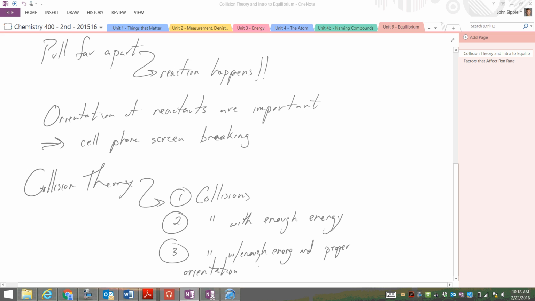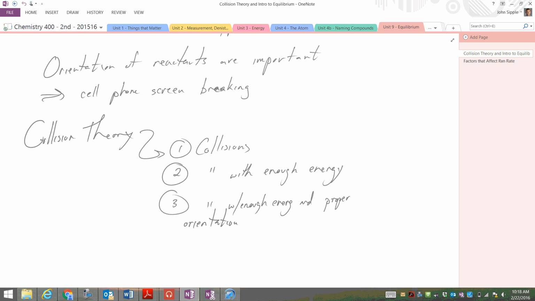Because when we get to equilibrium, we have to talk about rate: how fast or how slow a reaction happens, how quickly equilibrium is reached, and things like that. But we'll get to that in a second.